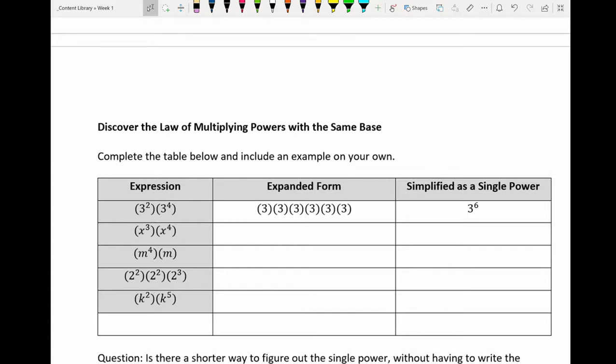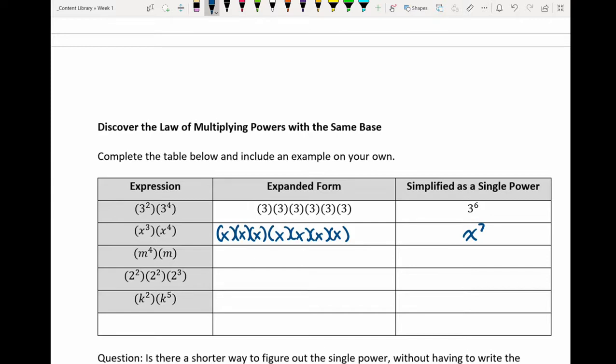In the expression I have x to the power of 3. That means I need to see x 3 times. Then I have x to the power of 4. So I'm going to put that in there. That's x 4 times. Because it's multiplying, I can just put them one after another. Now if I want to simplify this, my base is going to be x, and my exponent in this case is how many x's I have, which is 7.